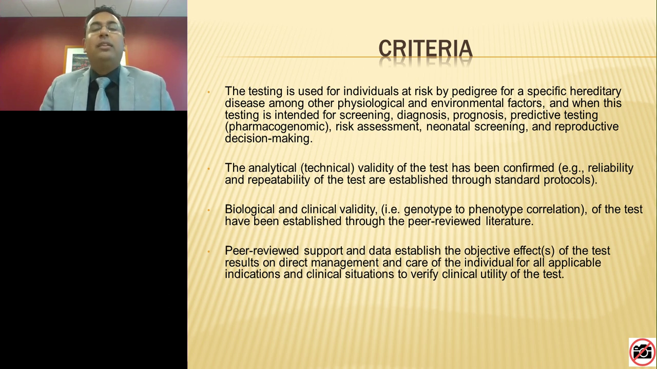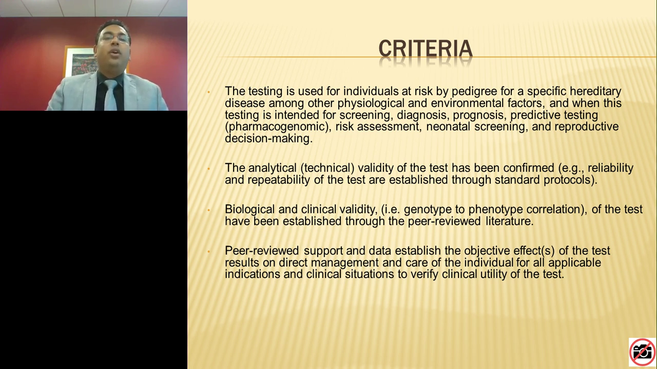The third bullet point on the slide is what I've been talking about, the clinical validity. It's genotype to phenotype correlation, based on the evidence, the correct quality and quantity of evidence, showing that the clinical validity is there for the testing. All the markers, if you have multiple markers in your testing, it has been established for those.